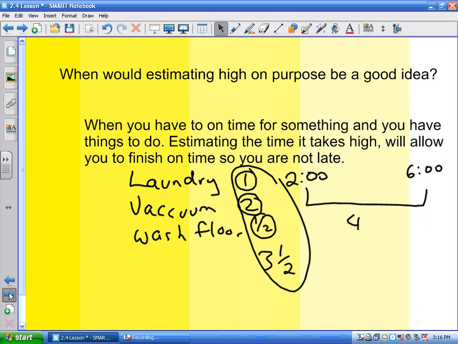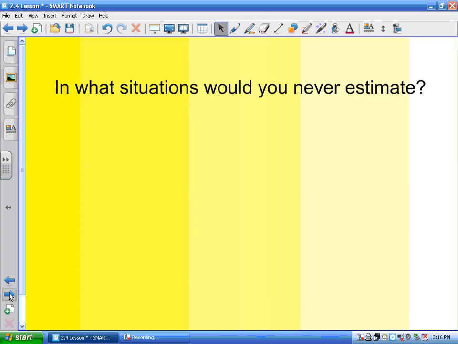All right? Let's take a look at another option here. What situations would you never, ever estimate in? Ted? Like in the middle of this. Okay, well, sometimes you're asked to estimate, but yeah, if it says calculate, you don't estimate, do you? All right, so that's good. What do you think, Ken?